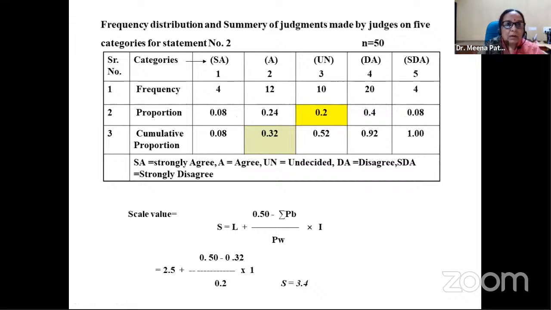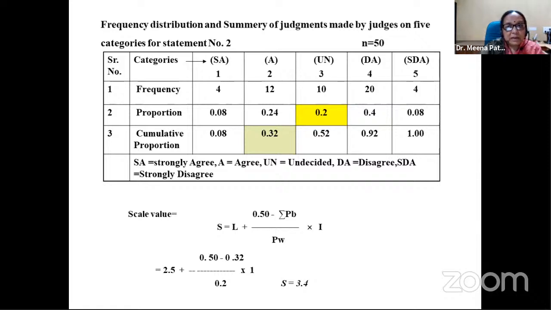Say in the table, the frequency distribution of the summary of the judgments made by the judges on 5 categories for statement number 2. Here the judges are 50. The first row indicates the categories, that is, the 5 continuum. The second row indicates the frequency of the responses collected from judges. The third one is proportion. The fourth one is cumulative proportion. So let us see the values: out of 50 judges, 4 strongly agreed with statement number 2, and 12 agreed with statement number 2.